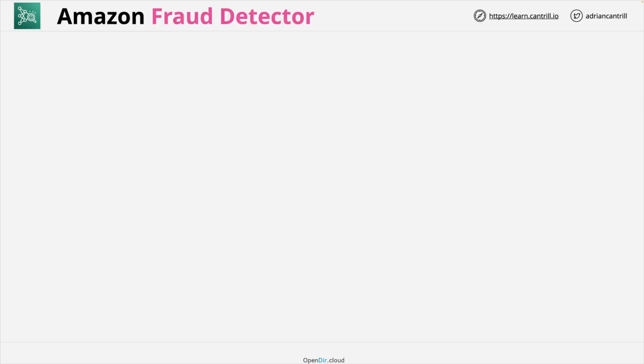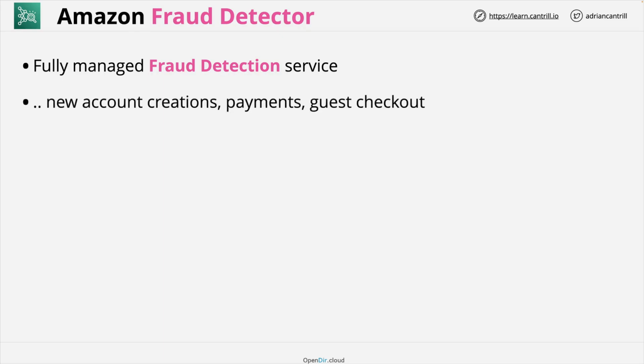Now, Amazon Fraud Detector, as the name suggests, is a fully managed fraud detection service. So this allows you to look at various historical trends and other related data and identify any potential fraud as it relates to certain online activities. So this might include things like new account creations, payments, or guest checkouts. Now the architecture of this, much like the other managed machine learning services, is that you upload some historical data and you choose a model type.